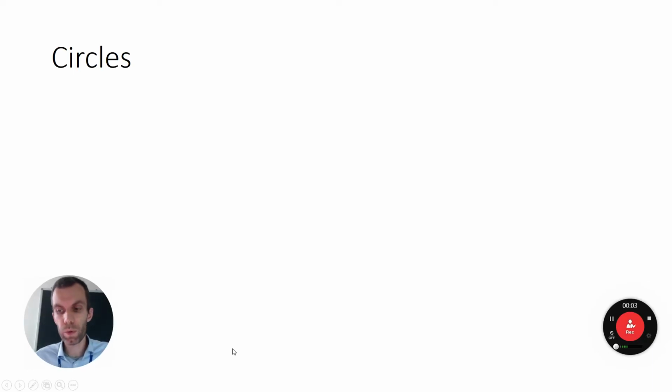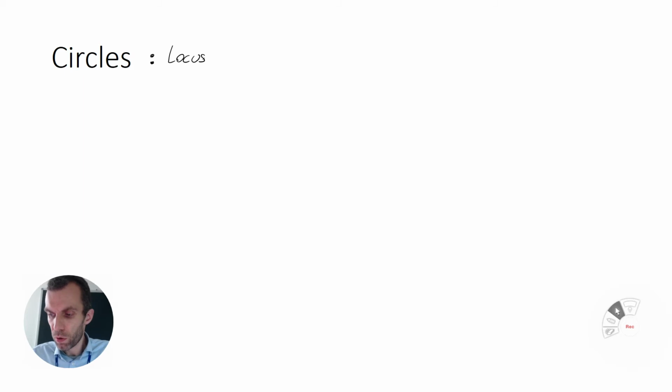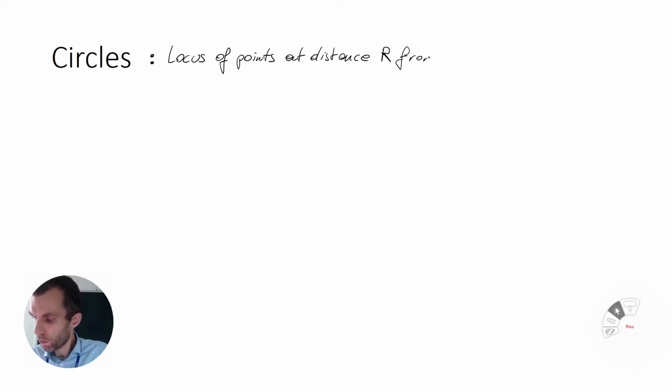So for the next topic, we'll talk a little bit about circles and the equation that determines the circle and things that we can do with circles. So remember, a circle is the locus of points at some distance, let's call it R, from a given center C.